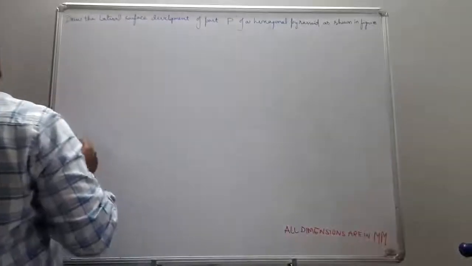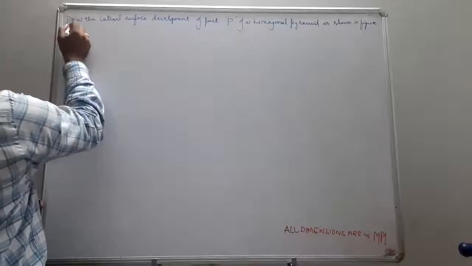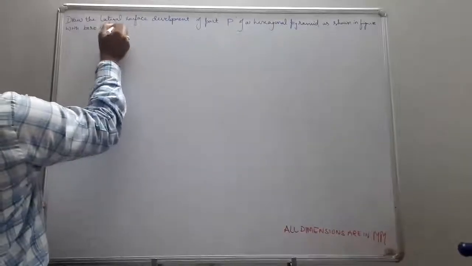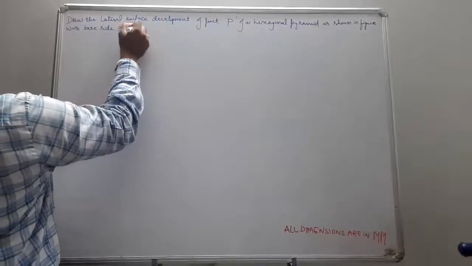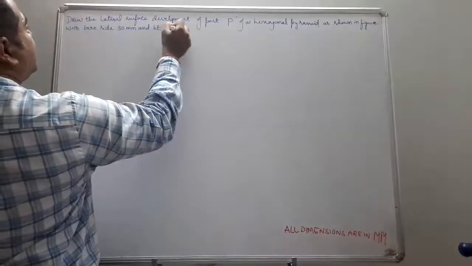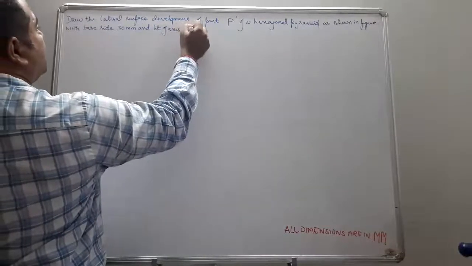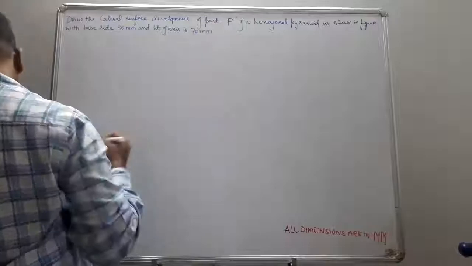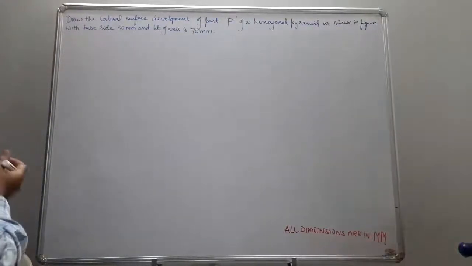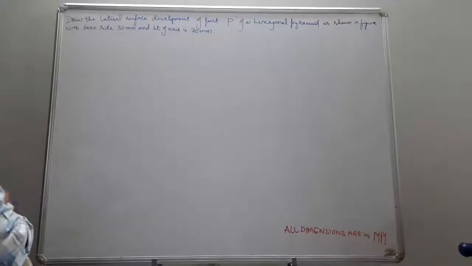With the base side 30 mm and height of axis 70 mm. Okay, this was a problem. So generally he just gives my part P now.